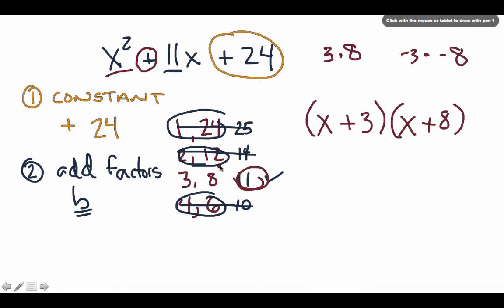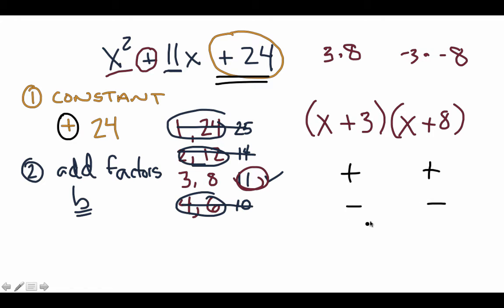So let's review the rules. The rules are, look at the constant. If that constant is positive, list all the factors and add them looking for the middle term. That's the second step, adding these factors to find the middle term. If the constant is positive, the signs are plus plus or minus minus, and you'll know by looking right there.